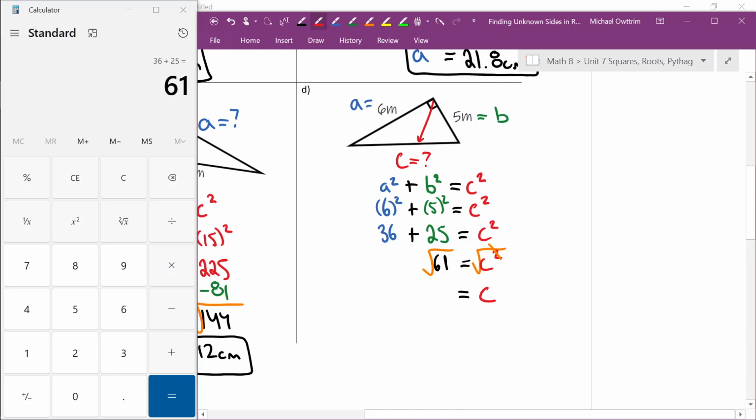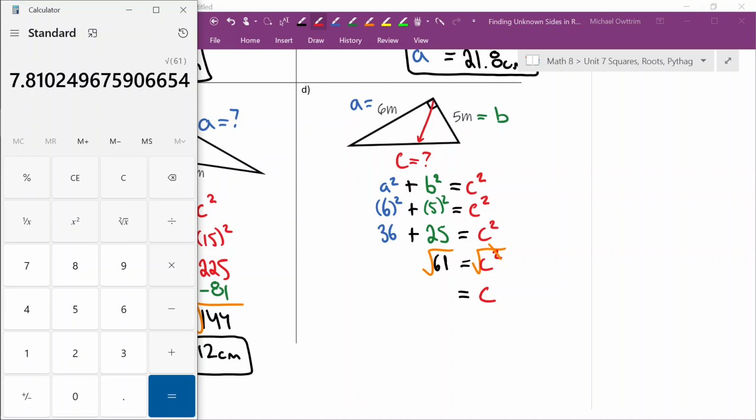On the left side, we need to do the square root of 61. So applying a square root to my 61, I get 7.81. We're asked to round to the nearest tenth, so again, that'll be 7.8. We'll include our units of centimeters, meters in this particular question.